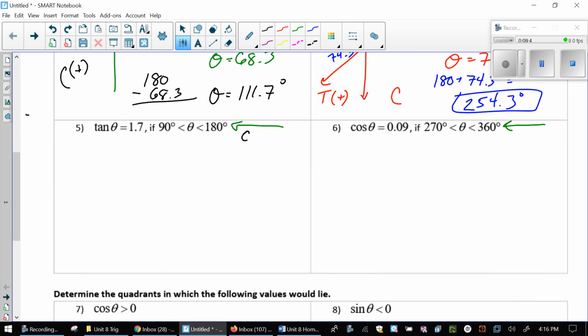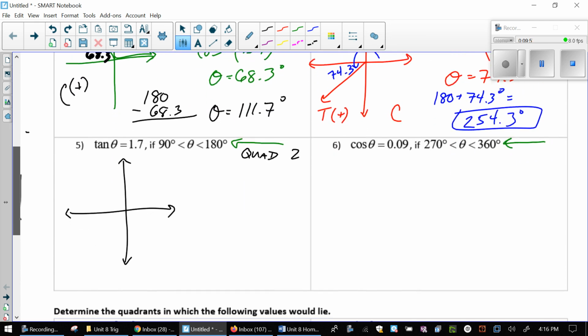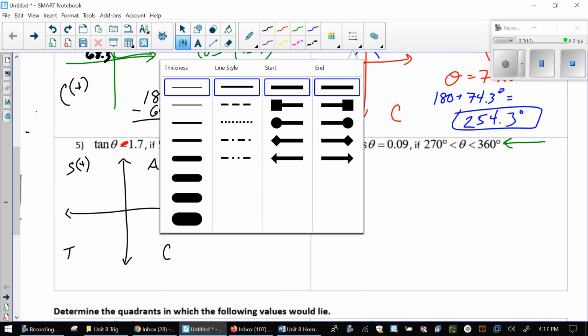So this is quadrant 2. All right. So now here's the question again. Can tangent be positive in quadrant 2? And our answer is in a smart trig class. The only trig function that's positive in quadrant 2 is sine. So this is an error. This is an issue. Let's make that a negative 1.7. Okay. So let's fix that.